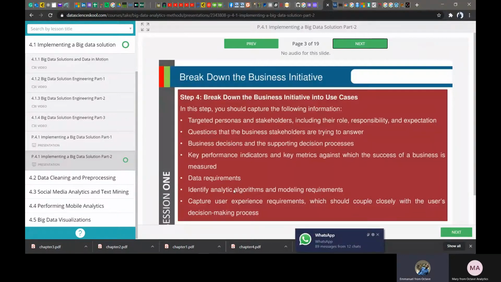So also you have data requirements, identify analytic algorithms and modeling requirements. So what are the algorithms needed? What kind of models do you need to build? Capture user experience requirements, which should couple closely with the user's decision-making process.